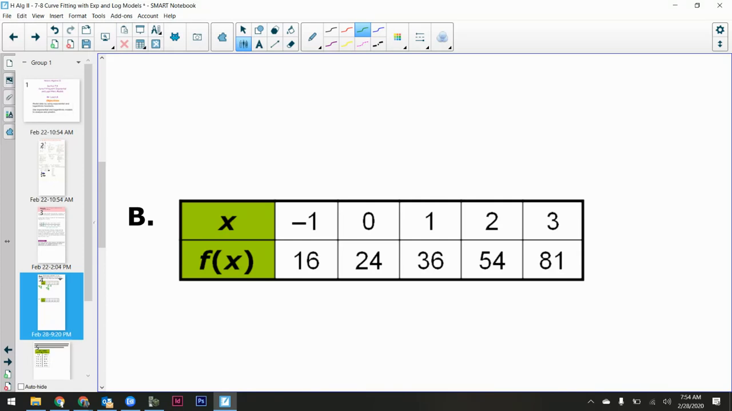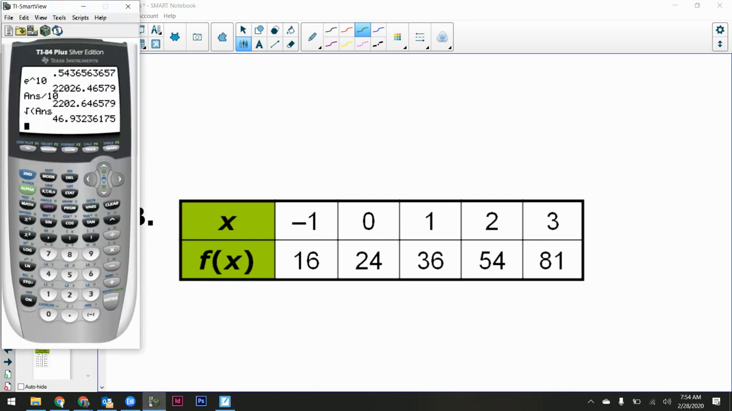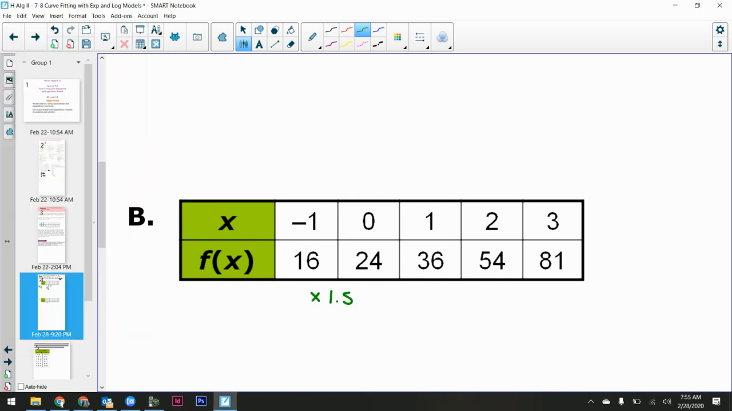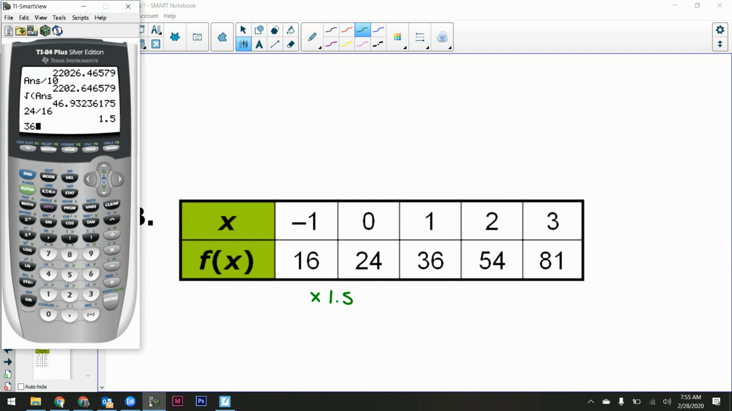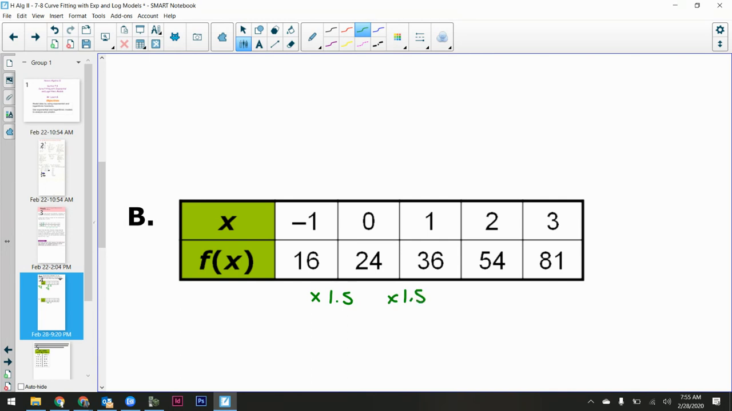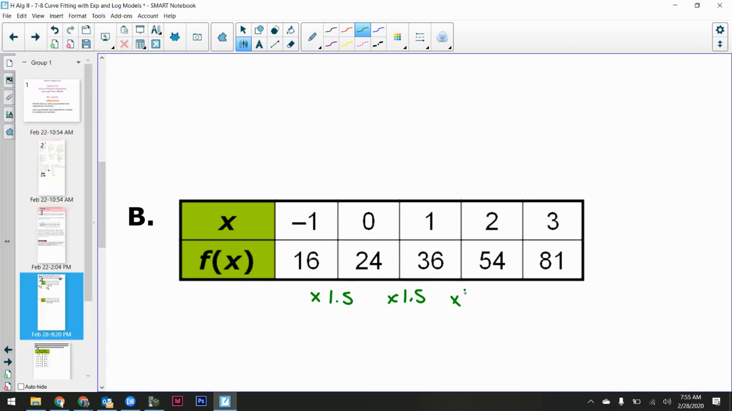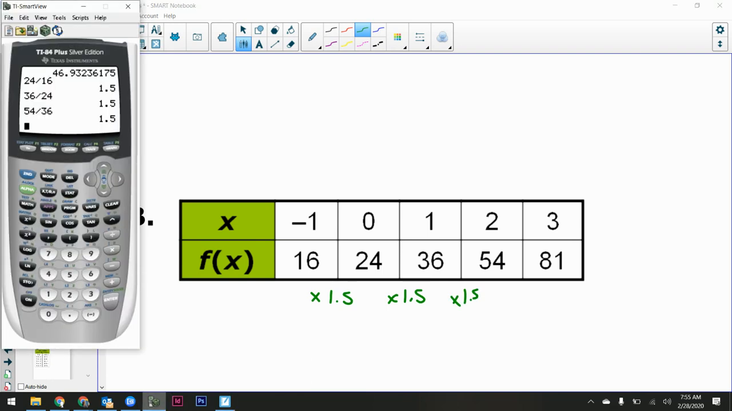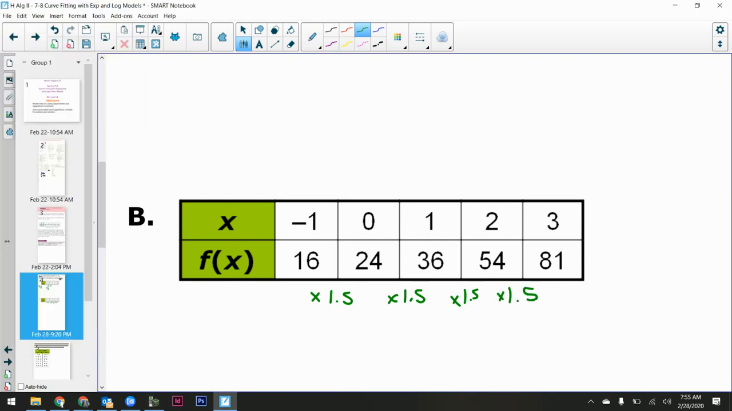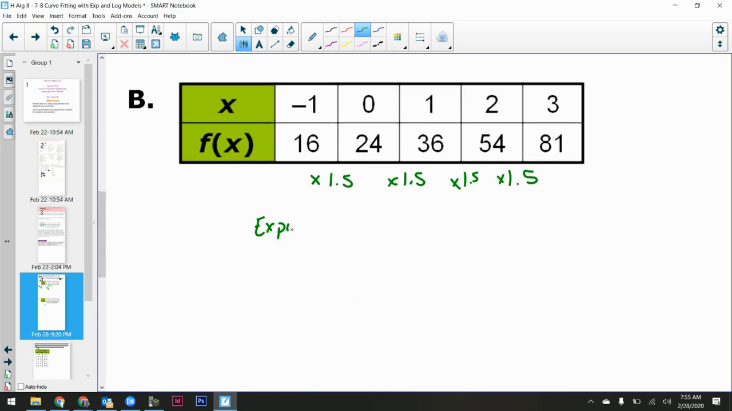Is this exponential? Yeah, sure is. If I take 24 divided by 16, I get 1.5. If I take 36 divided by 24, I get 1.5. If I take 54 divided by 36, 1.5. We should check all of them. 81 divided by 54, 1.5. So I do see a constant ratio, so we would call this exponential.